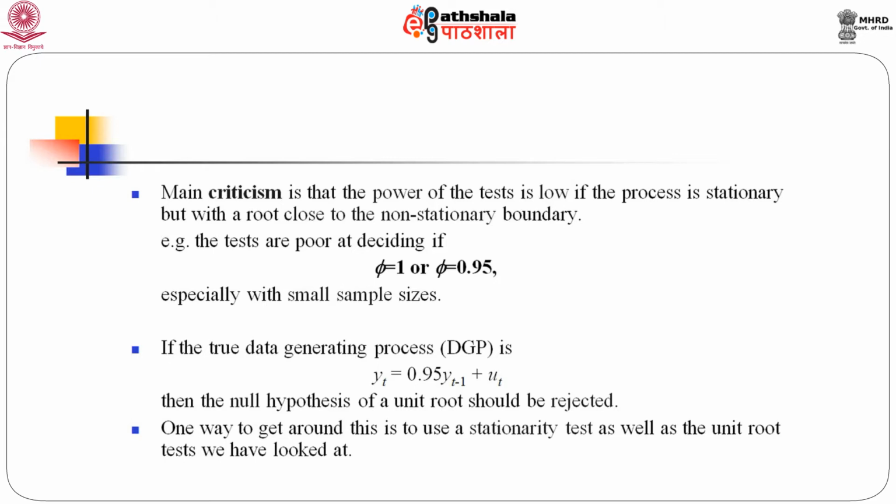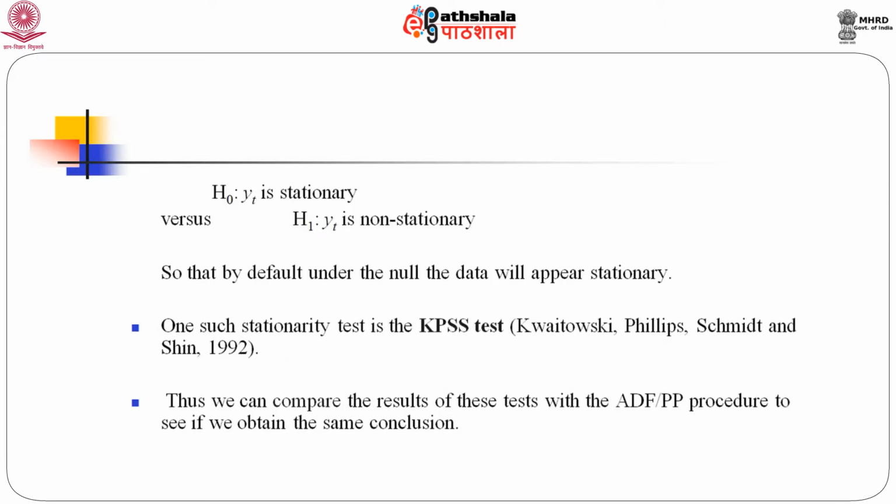One way to get around this is to use a stationarity test as well as the unit root test. We have looked at H0: yt is stationary versus H1: yt is non-stationary, so that by default under the null the data will appear stationary. Another test available in the literature is the KPSS test. These tests are also very useful, and one can apply the KPSS test for checking stationarity of the data as well.